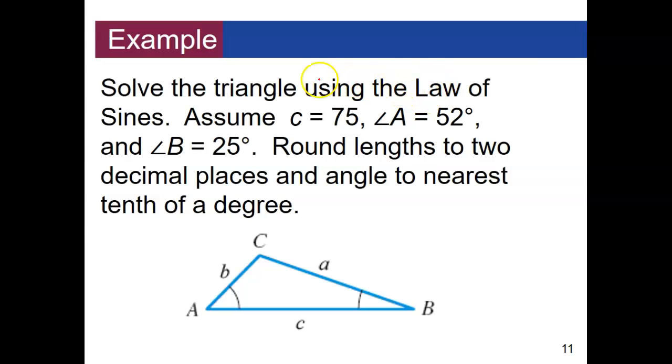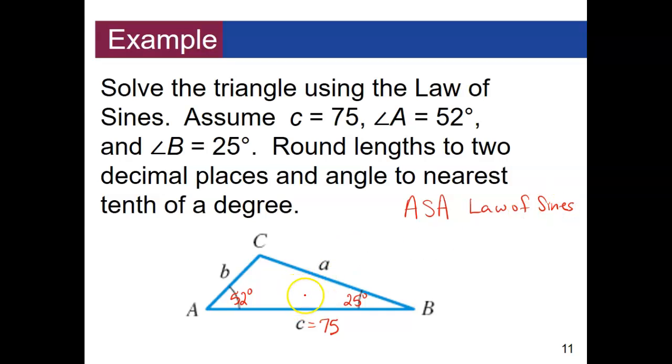Okay, so we have this example here. Solve the triangle using the law of sines. Assume that side C is 75, so we have 75 here. Angle A is 52 degrees. Angle B is 25 degrees. So we have angle, side, and angle provided to us, and that's one of the cases that uses law of sines.